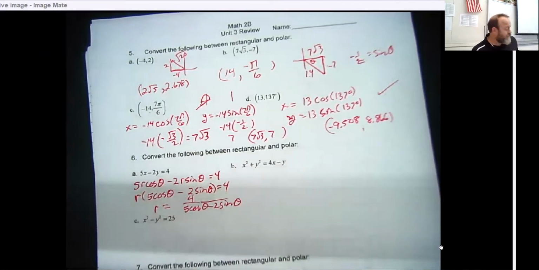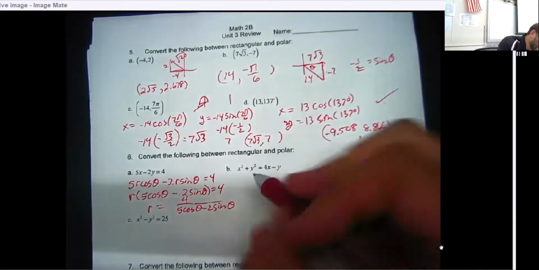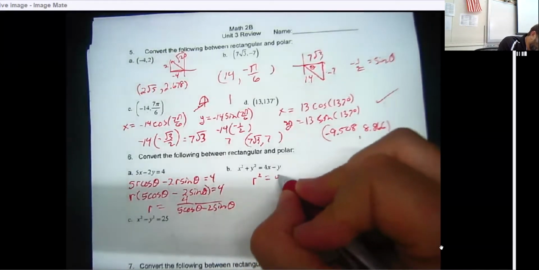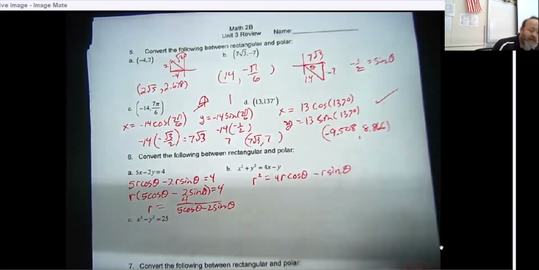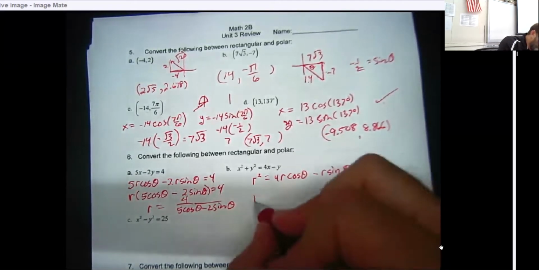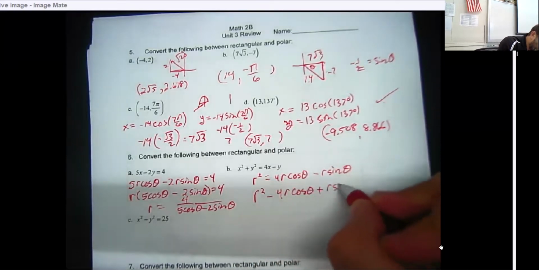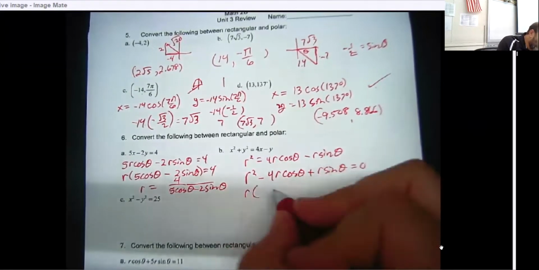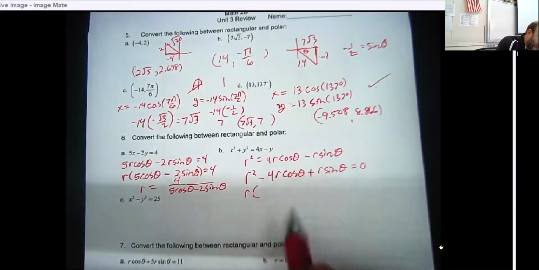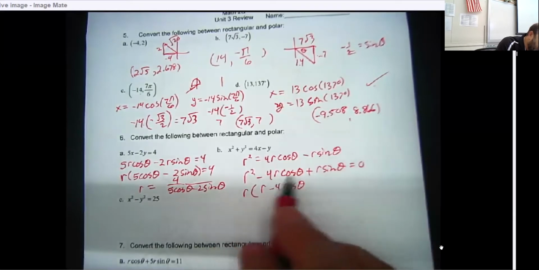Done. Awesome. Now, letter B, that looks a little bit tricky, and I kind of did that on purpose. X squared plus y squared is r squared. X is r cosine theta. Y is r sine theta. That looks kind of bad, but I'm going to move everything to the same side because I like things to be set equal to 0 if I can. Because it's all equal to 0 and these all have an r in common, I could factor that out just a little bit. Let's pull an r out of each piece.